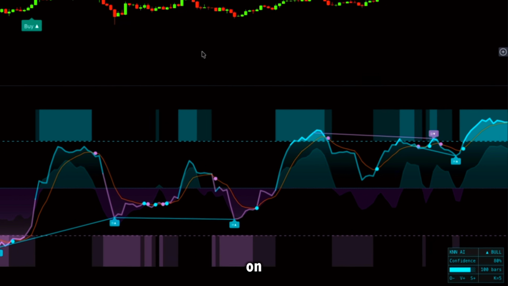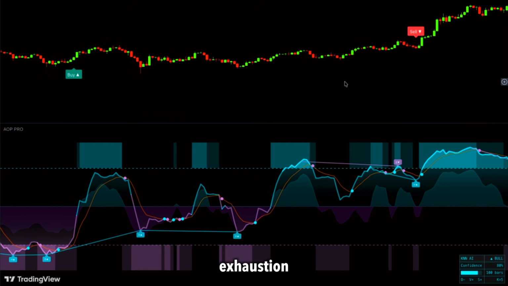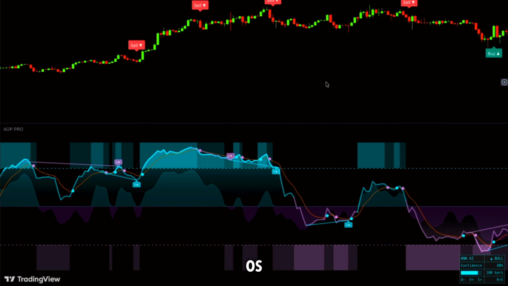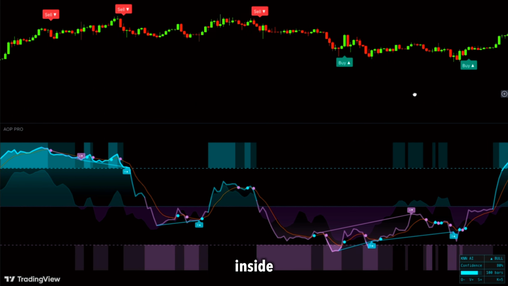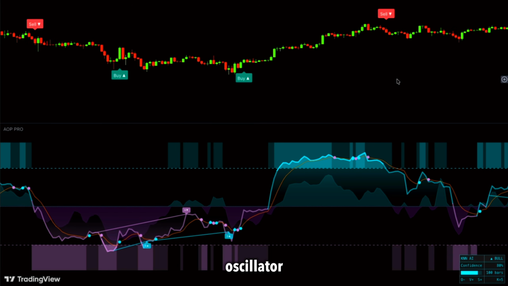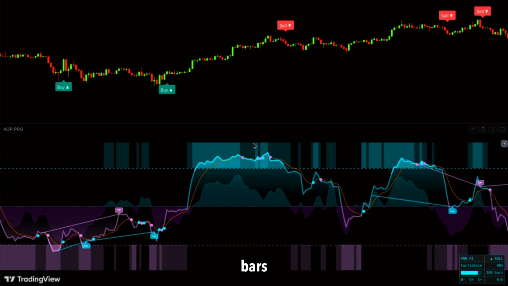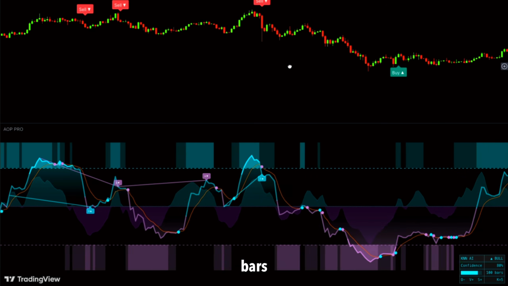percentage based on historically similar market states. The indicator also fires exhaustion labels, OB for overbought exhaustion and OS for oversold exhaustion. These appear when the oscillator is inside an extreme zone but weakening consecutively. Specifically, the oscillator is above the overbought threshold and has closed lower for multiple bars in a row, or the oscillator is below the oversold threshold and has closed higher for multiple bars in a row.